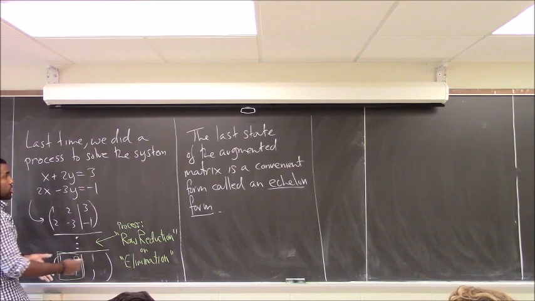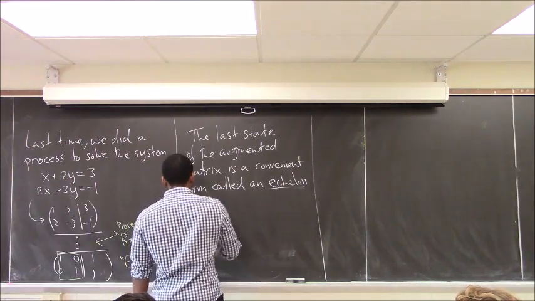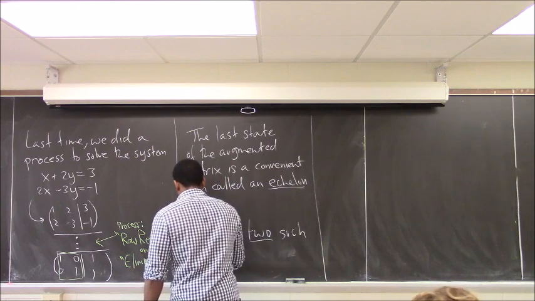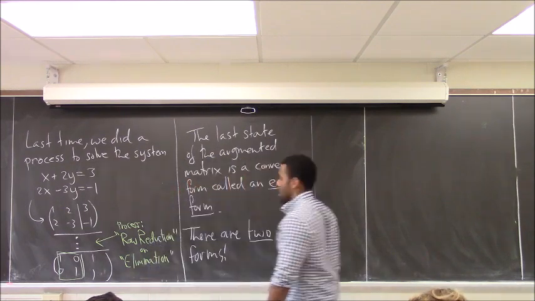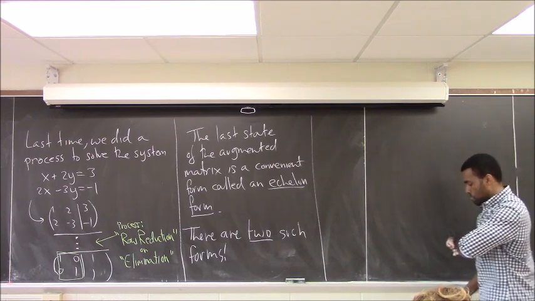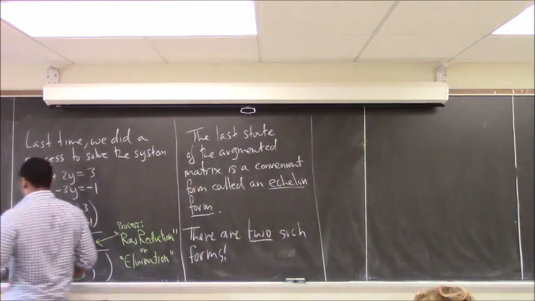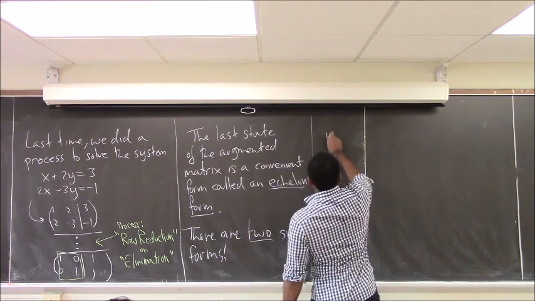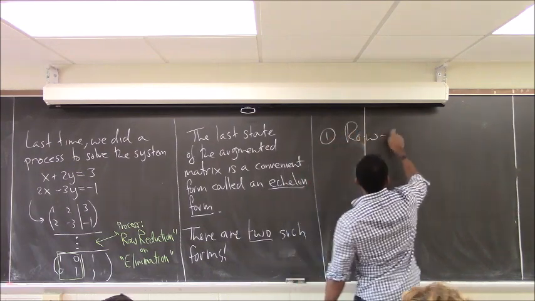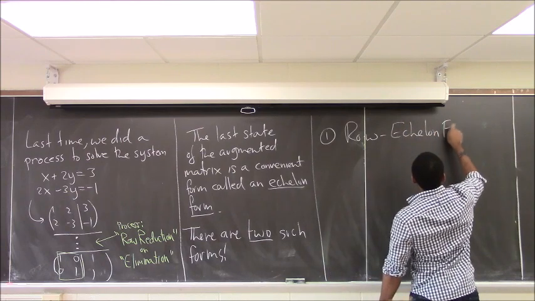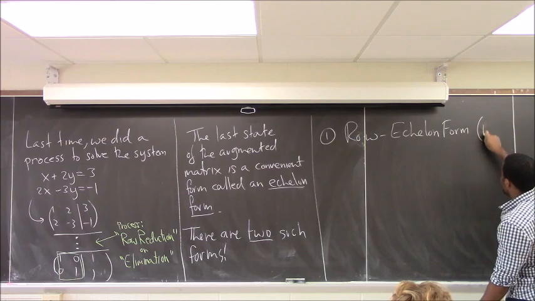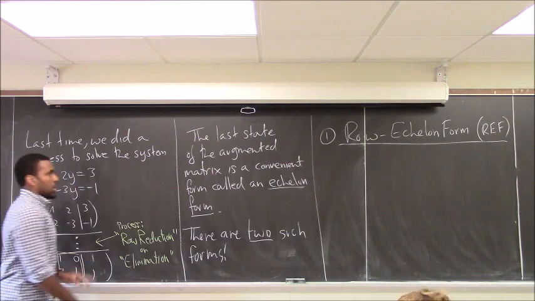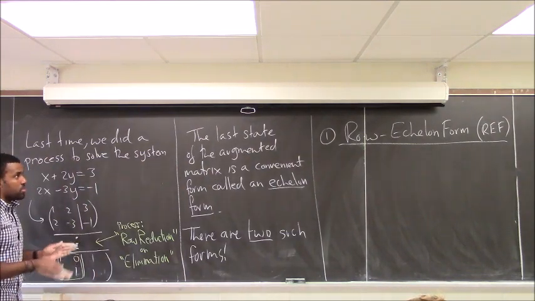So this form is called an echelon form. There are two such forms. I'm going to describe them to you, then we're going to look at a bunch of examples to see if you can recognize them. So one is called the row echelon form. Because I'm lazy, from time to time, I will abbreviate this as REF. Now, I did mention this last class as well. Right now, we're going to get to definitively what this is.